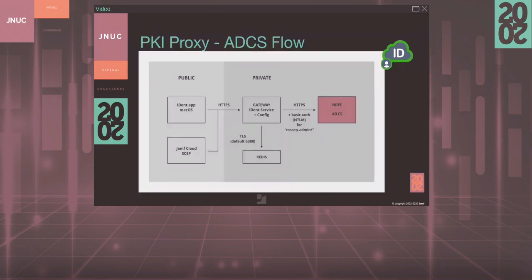Here we see a flow diagram to display an ADCS NDES setup with the IDent Gateway. We see that the Windows PKI can only be accessed in a private network. Both the Jamf Cloud instance and the Mac clients can only connect to the gateway. All session requests are validated. And the gateway here is a complete SCAP proxy in which all requests are logged centrally. And this way, the events can be dispatched to a CM system pretty easily.